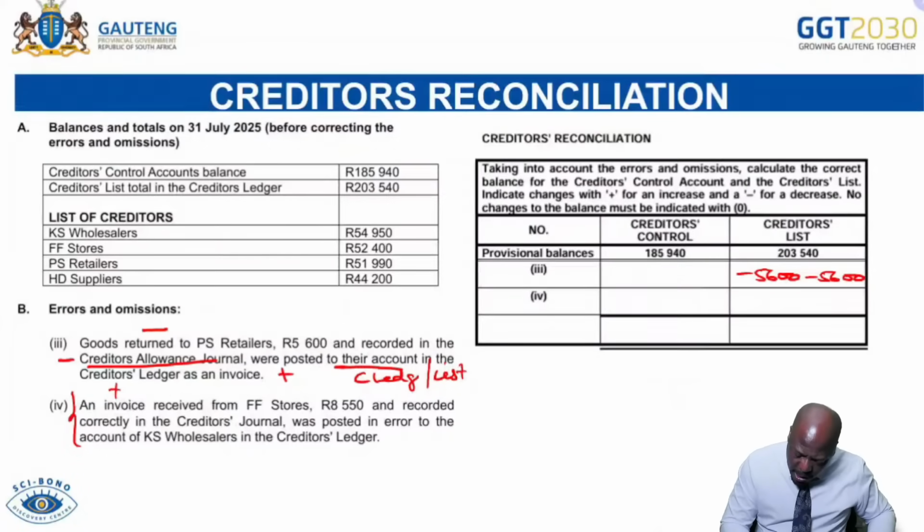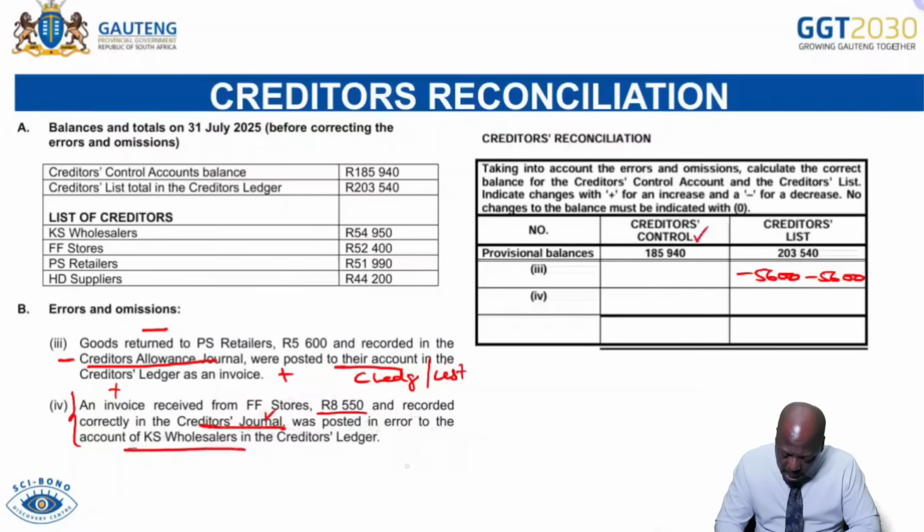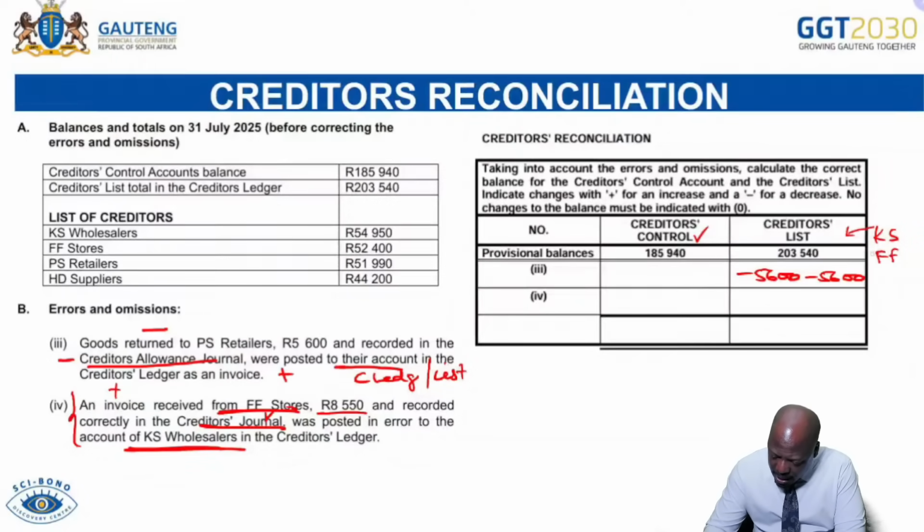An invoice, that's a plus, received from FF Stores, 8550, and recorded correctly in the CJ. So they're telling us it was correct in the CJ. Once it's correct in the CJ, it's also correct in the control. It was posted in error to their personal account. It was posted in error to KS wholesalers. So you have to know, we bought the goods from FF Stores, but we added them to KS wholesalers. KS is in the list, as well as FF is in the list. We received the invoice from FF, but we put it on KS.